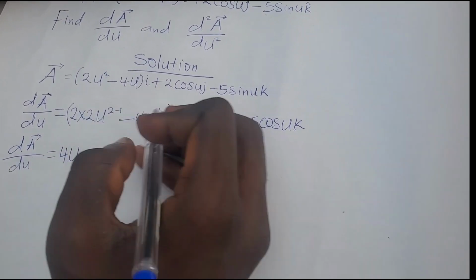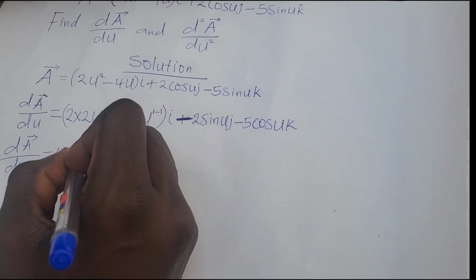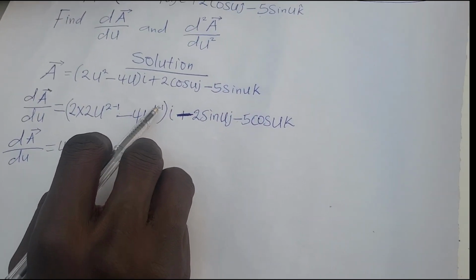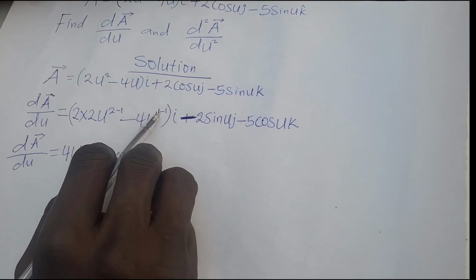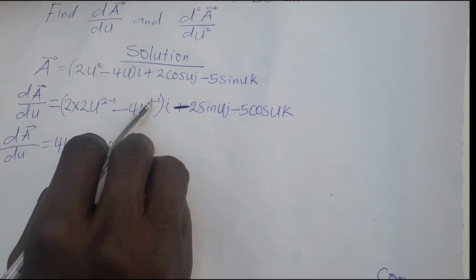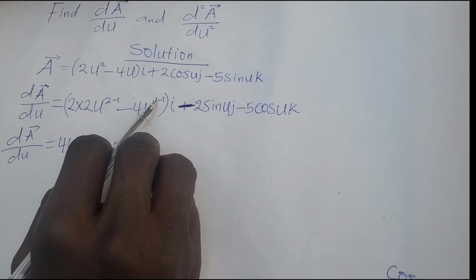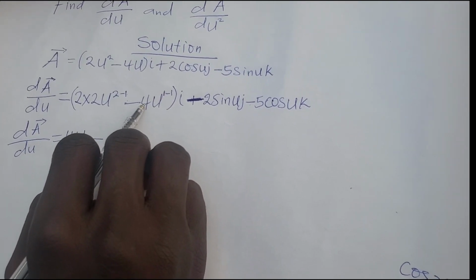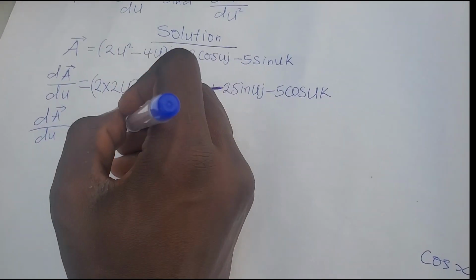Minus, now, okay, minus this is u raised to the power of 1 minus 1, right? 1 minus 1 will give me what? 0, right? So this will become u raised to the power of 0. Any number or any variable raised to the power of 0 will give me what? 1. So this u raised to the power of 0 will give me 1. If I use the 1 to multiply this 4, what will it give me? It will give me 4. So this will be 4.